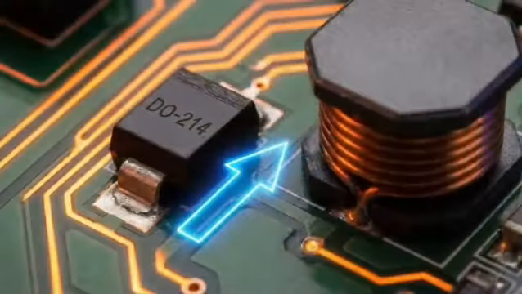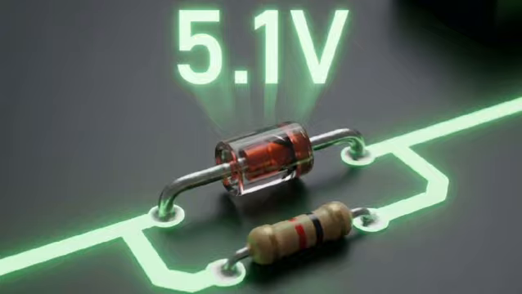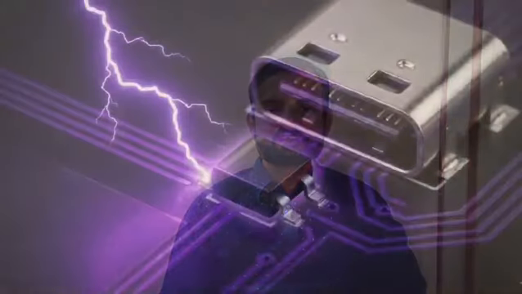So let's understand the practical applications where these diodes are used. Schottky diodes are used in high efficiency DC to DC converters due to low forward voltage drop, right? And Zener diodes are basically used for voltage regulation, reference voltage generation, and ESD protection. Next comes TVS. TVS means transient voltage suppression. It's basically used in protecting the data lines from spikes, right?